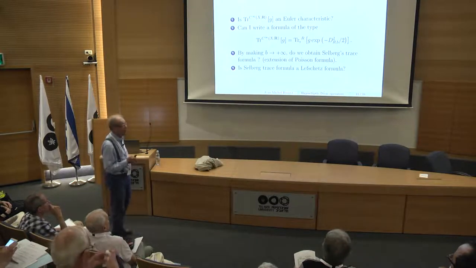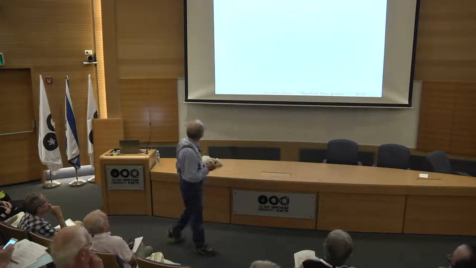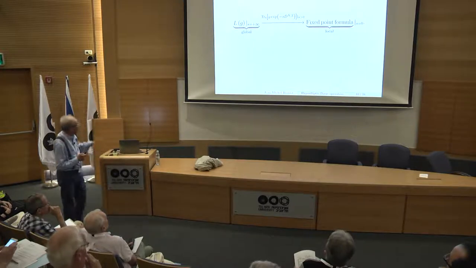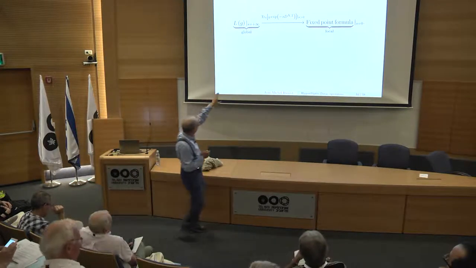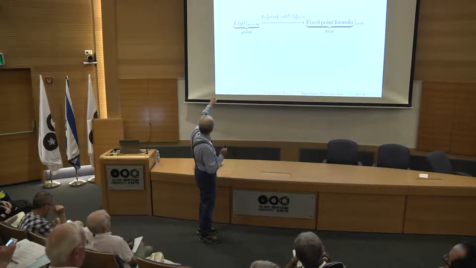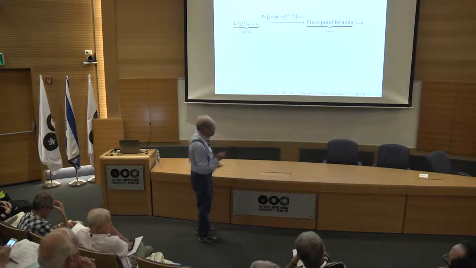Is Selberg's trace formula a Lefschetz formula? And the answer will be yes. So let me just give the analogy again. I just wrote the Lefschetz number, L of G, the interpolating quantity supertrace of G times the exponential of the heat kernel, and the fixed point formula. L of G is a global invariant, the Lefschetz number. The fixed point formula is local, and you interpolate via the heat kernel.